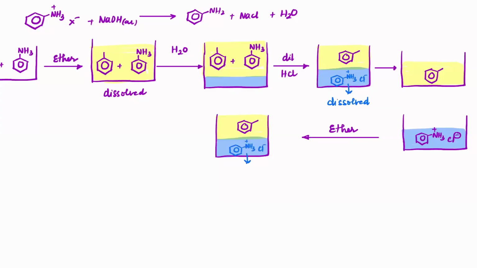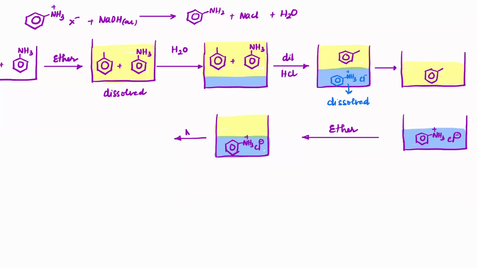As soon as you add this ether layer, we regain this. Above we will have an ether layer here, and below we have the aqueous layer. It is still dissolved in the aqueous layer only. That is, we have ammonium chloride present. And now you add NaOH.